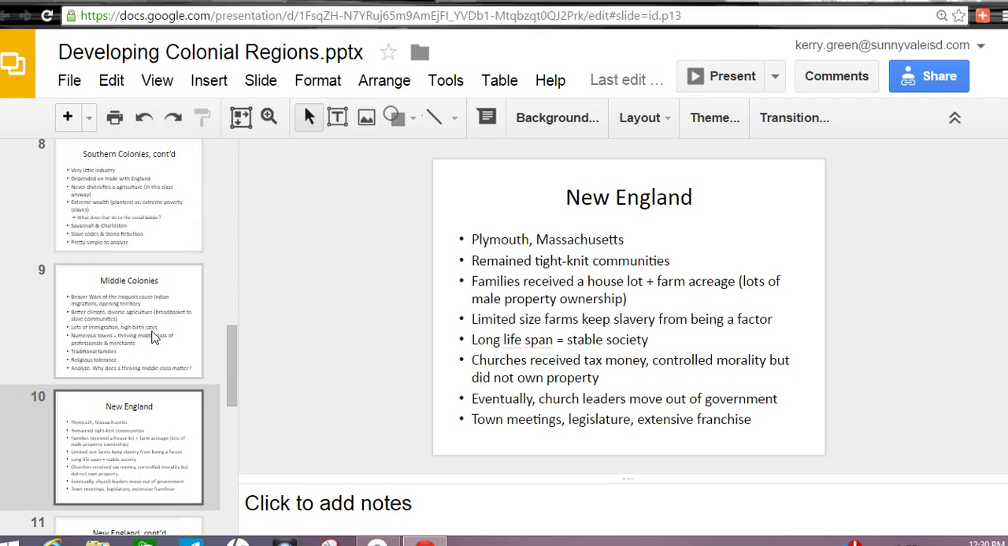New England, we've already talked about them quite a bit. You've got Plymouth, Massachusetts. Those are the areas. Eventually Plymouth kind of gets subsumed into Massachusetts, so it all becomes Massachusetts. They continue to have very tight-knit communities that are centered around the church. You have a lot of family farms. Every family in the church receives a house lot and some farm acreage. The dominance there is on male land ownership.